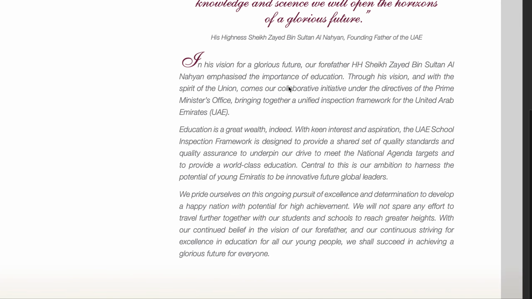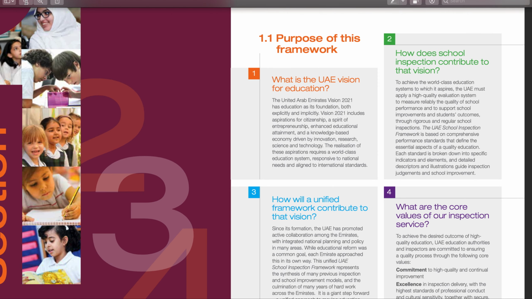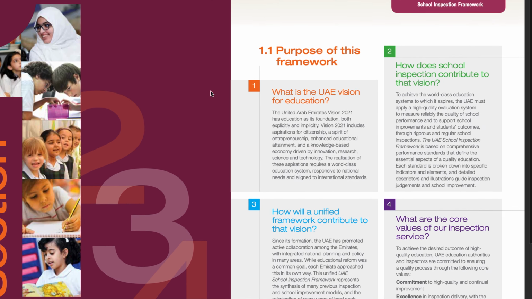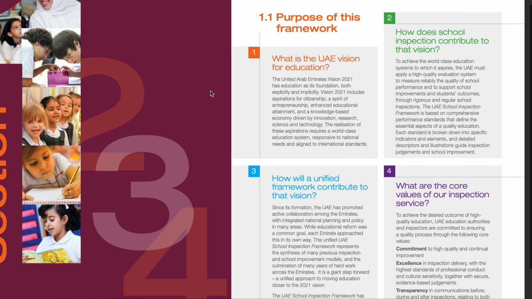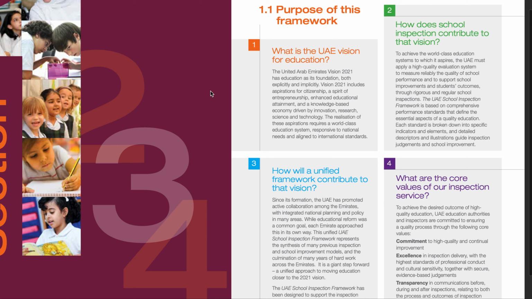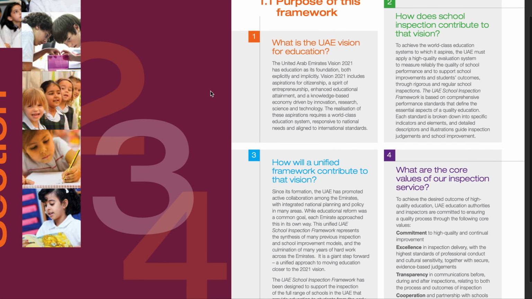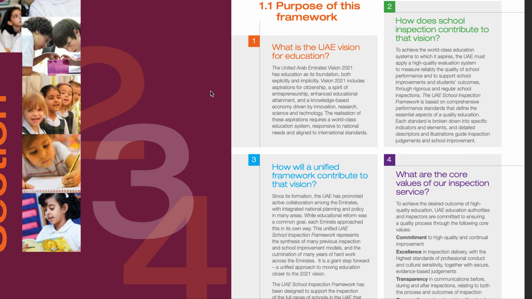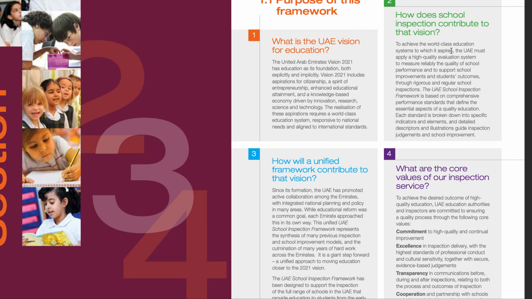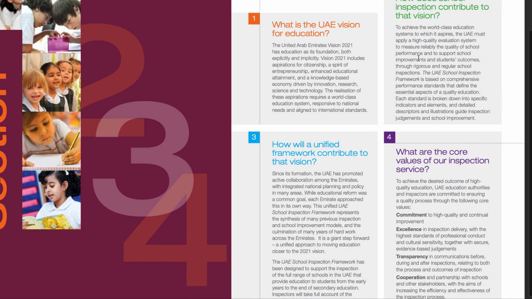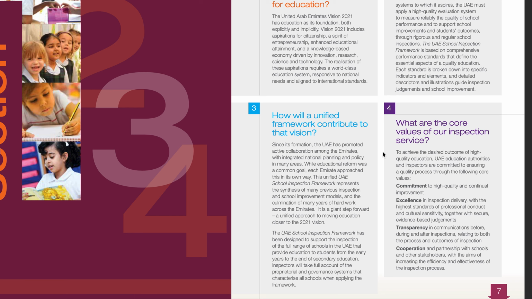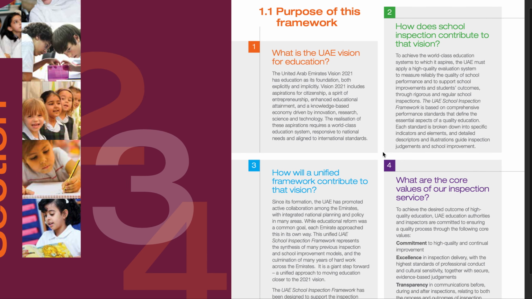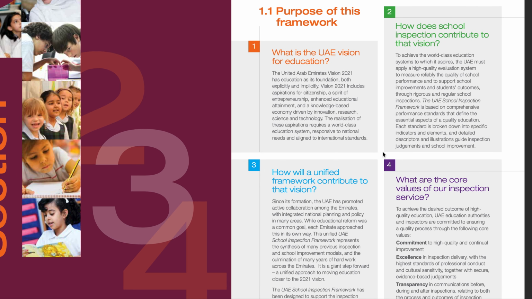First of all, let's have a glimpse at the structure of this framework. At the very beginning, we read about the purpose of this framework, and as you can see, there are four main pillars for the purposes. First, the vision of the UAE for education. How does school inspection contribute to that vision? How will the unified framework contribute to that vision? And what are the core values of our inspection services? So this is a highlight of how we can use this framework and what its different purposes are.